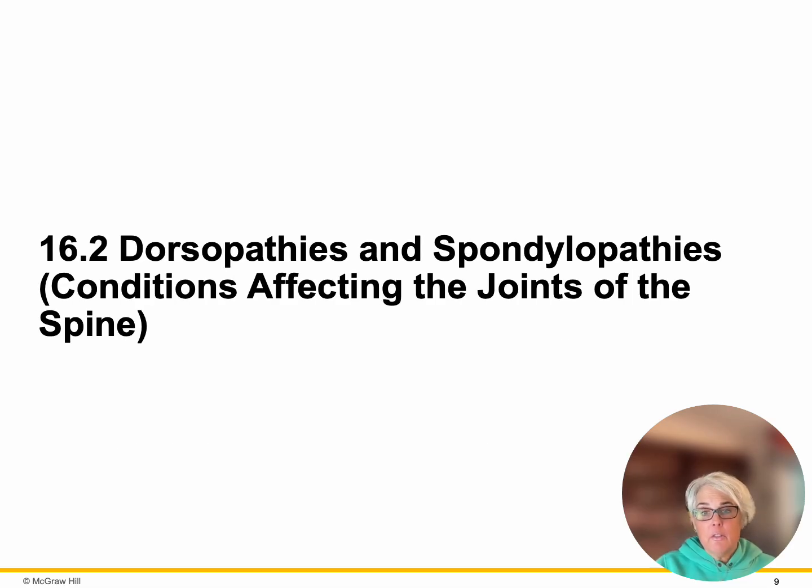Now we're going to move into the conditions of the spine, dorsopathies and spondylopathies. These conditions involve the vertebrae, the intervertebral disc, the ligaments, and surrounding tissues. With ICD-10, it's important to really get specific about the location. If it's cervical, thoracic, lumbar, sacral, or lumbosacral, and often laterality when applicable. We're going to review the vertebral regions and then look at the specific conditions like kyphosis, scoliosis, ankylosing spondylitis, and disc infections.